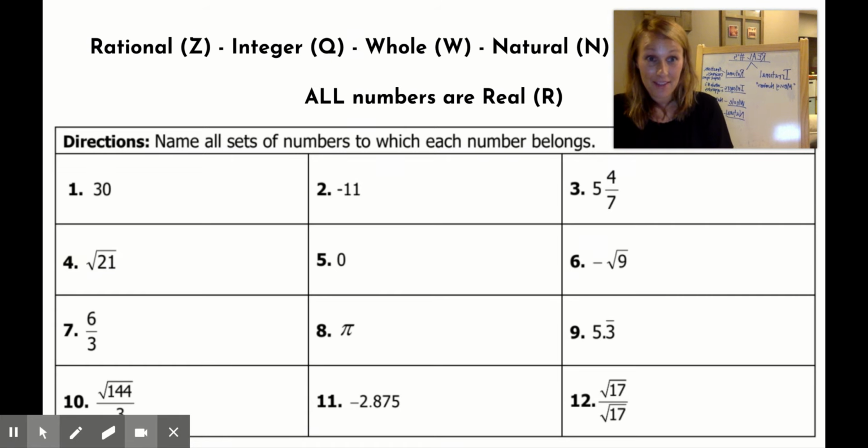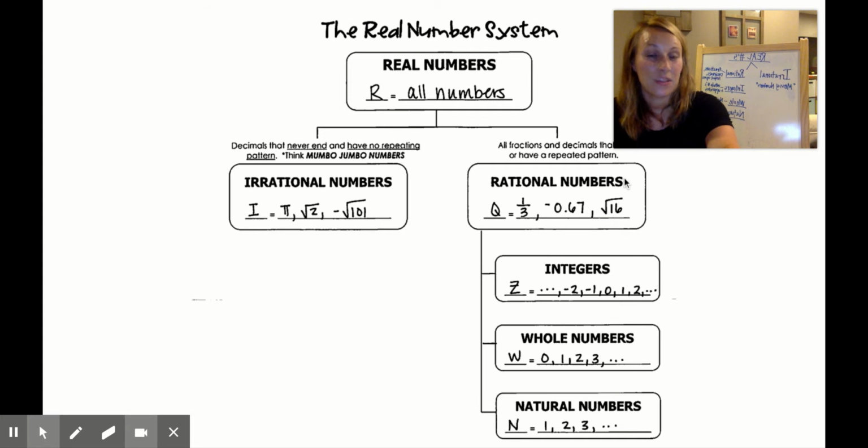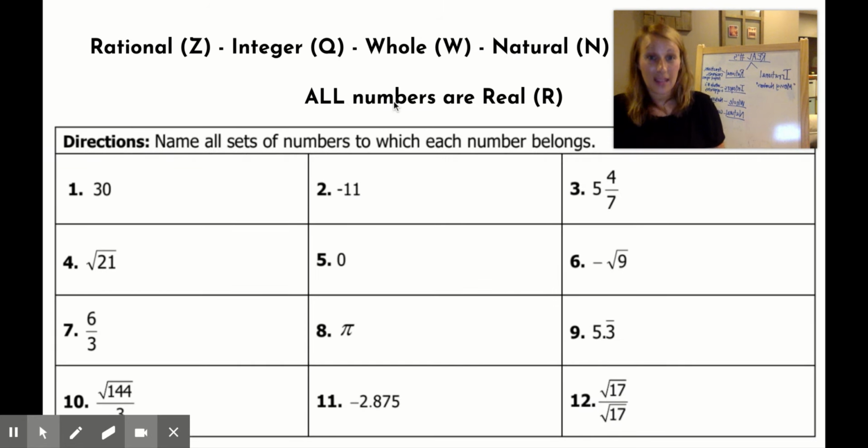Number 3, 5 and 4/7. So definitely not a natural number. No, it's not a natural number. If I go back here and look at this graphic organizer, 5 and 4/7 does not fit here. It is not a whole number. It is not a number that falls written on the number line. Is it rational? Well, rational numbers are all fractions. Any fraction, if it can be written as a fraction, it is rational. And so I say, yep, it's a rational number, and because it's rational, it's also real. And so the way I would classify that is Q for rational and R for real.